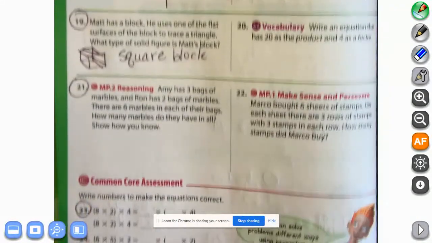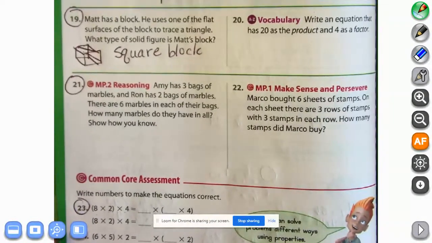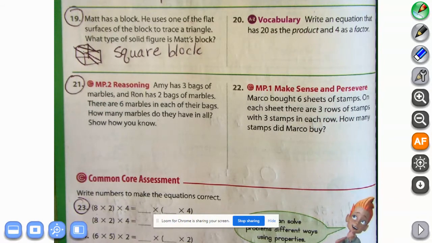Number 21. Amy has 3 bags of marbles, and Ron has 2 bags of marbles. There are 6 marbles in each of their bags. How many marbles do they have in all? How do you know? Okay.